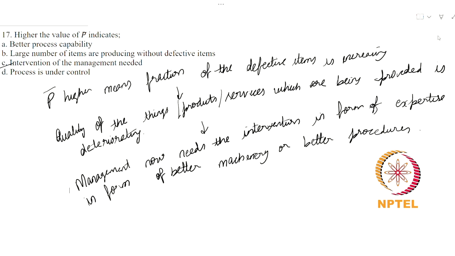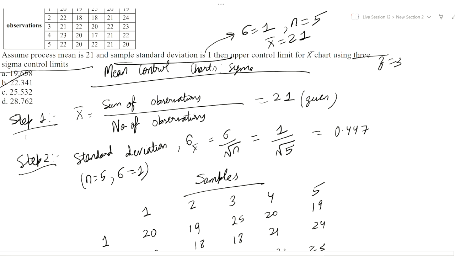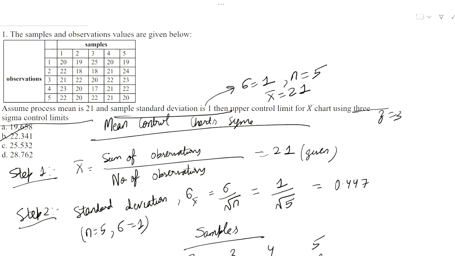Moving on to the next session. Okay, so in the last session, the 12th session, we discussed the control limits again. We solved the question on the control limit chart using the three sigma control.